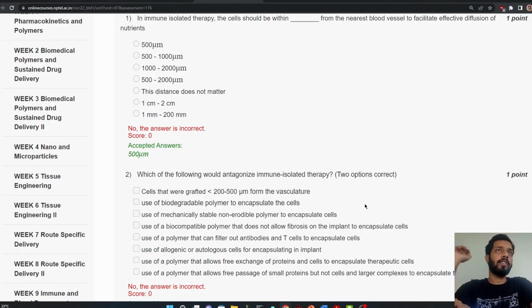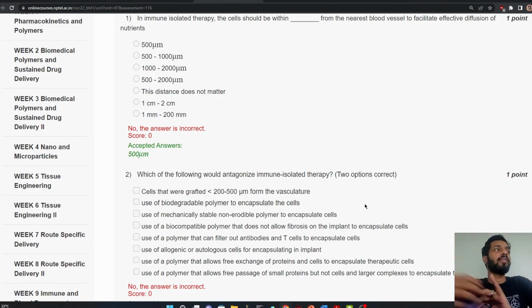So what's the idea of immune isolated therapy? There is a deficiency in the body, and you want to fulfill that deficiency, right? So you want to repair it. For instance, if a person is not producing enough insulin, you can take the islets of Langerhans from some other patient or a healthy individual, and encapsulate them in a barrier that prevents. So what's the problem if you directly inject these cells into the patient's body?